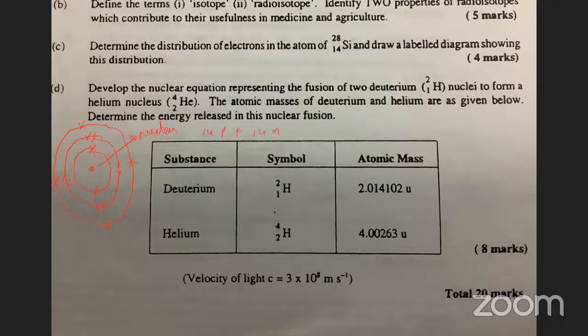All right, let's take a look at the last part now. Develop a nuclear equation representing the fusion of 2 deuterium nuclei to form a helium. All right, so let's see if we could do that fusion reaction. Okay, so watch here.